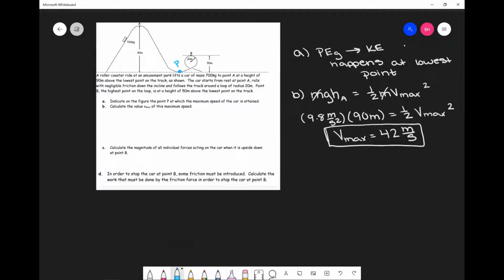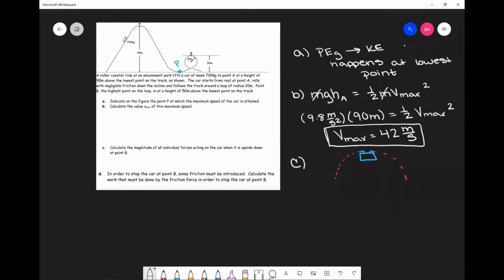And that of course occurs at point P. Now the problem says, calculate the magnitude of all individual forces acting on the car when it is upside down at point B. So let's draw a quick diagram and think about what that car looks like at that point. Here's our loop. Let's zoom in. Here's just half our loop, and here is our car. Now, what forces are acting on that?